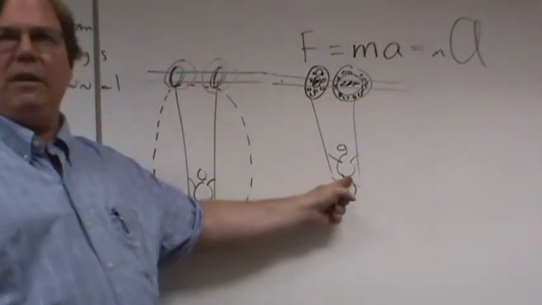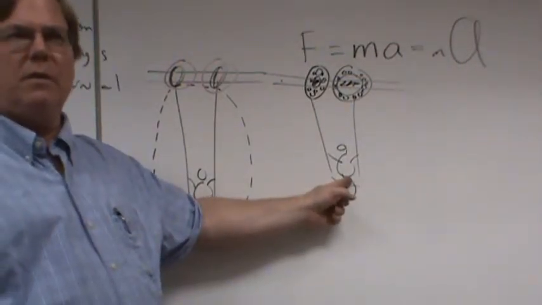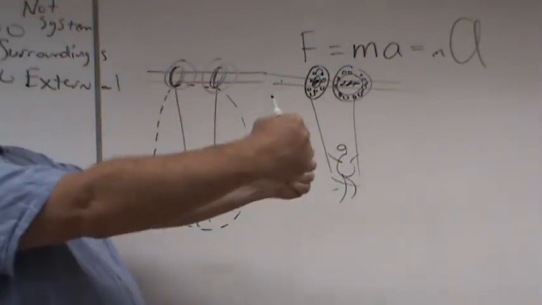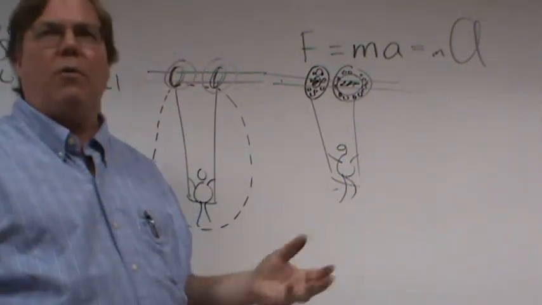Tell me, is she going to be able to swing herself now? No way. She'll go like this, then she'll go like that, then she'll go like this, then she'll go like that, and she won't go anywhere.